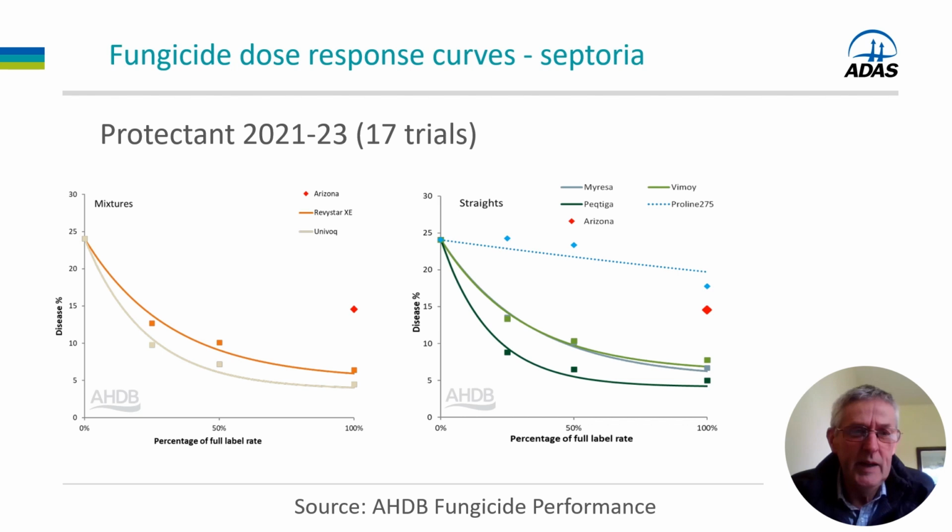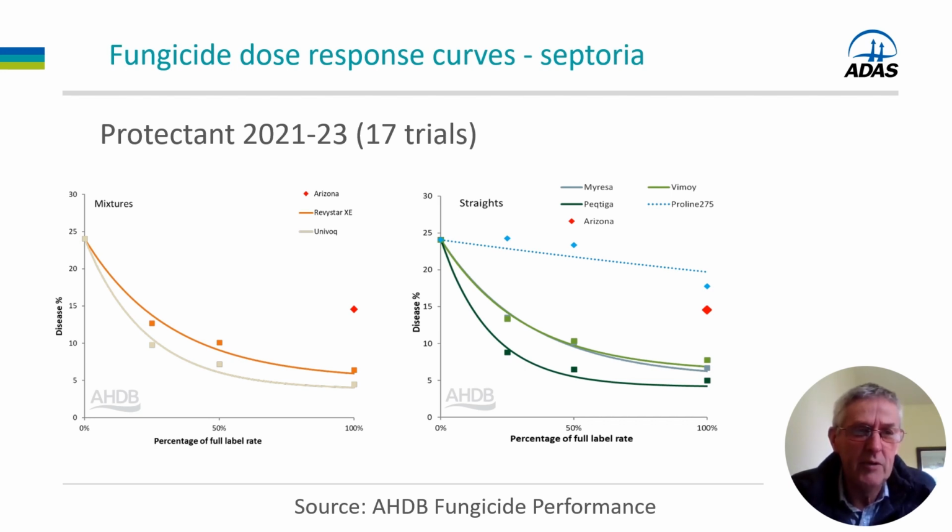What we can see here are measured dose response curves from field experiments, targeted in this case at Septoria, for products which contain a mixture of active substances and for straights which contain a single active substance. The principles I'm going to talk about apply equally to either. We can see also the curves here are sort of the other way up from those shown by John Finney.